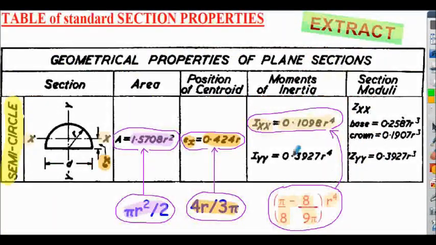Note in the actual extract from our section property table that the I about the YY axis is exactly the same as the I about the base of the semicircle.